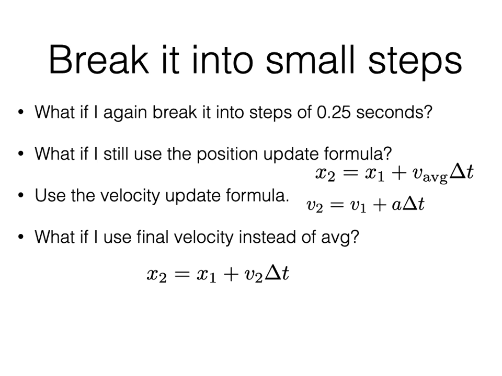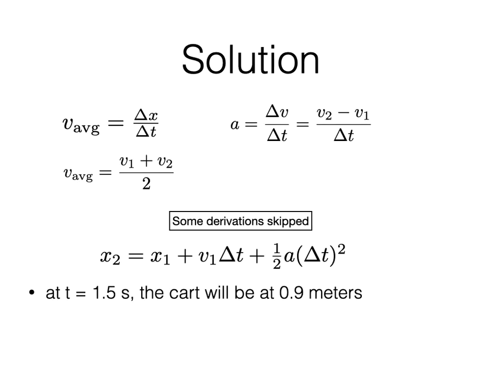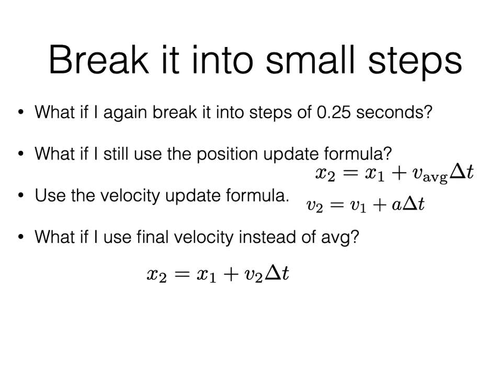I can still use the position update formula, but now I also have to change the velocity because the velocity is not constant. So if I take this equation, a equals v2 minus v1 over delta t, and solve for v2, I get this equation, v2 equals v1 plus a delta t. It looks just like the position update, but for velocity.